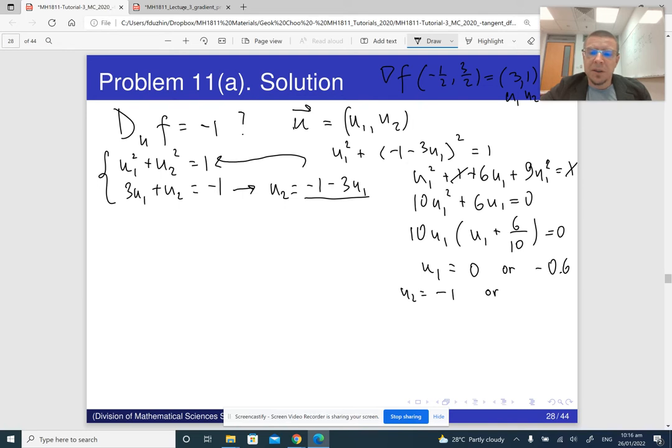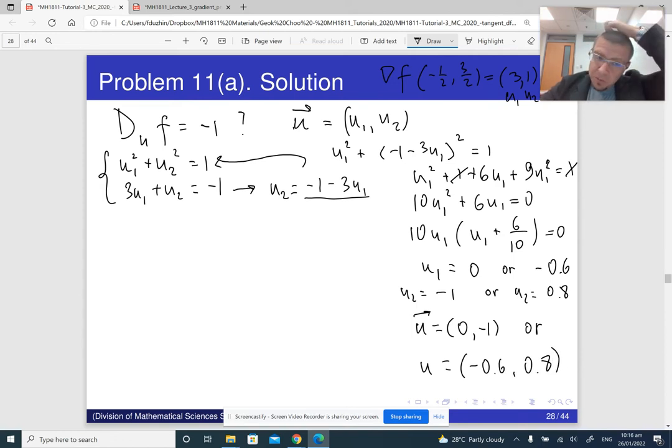And respectively, in the second case, u2 is going to be minus 1 plus 1.8, right? So this is just 0.8. And so we found two answers. The first possible u is (0, -1). And the second possible, okay, I guess I should write "or," not "and." So or u is (-0.6, 0.8).